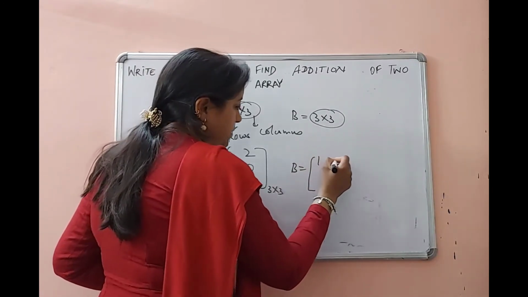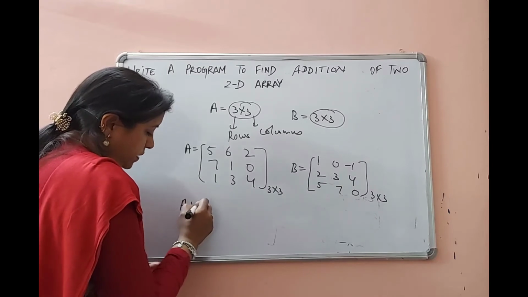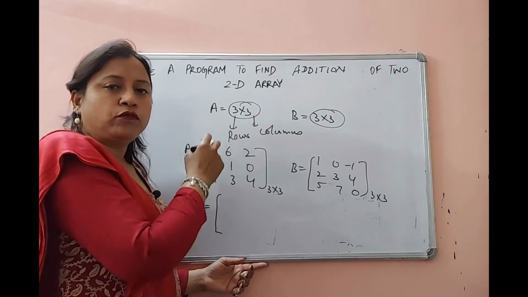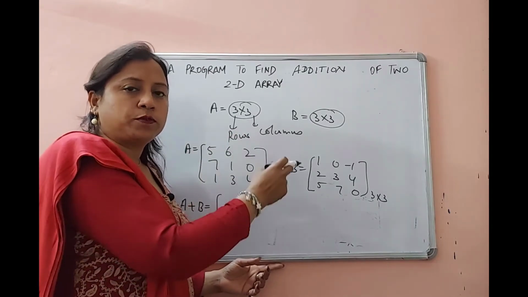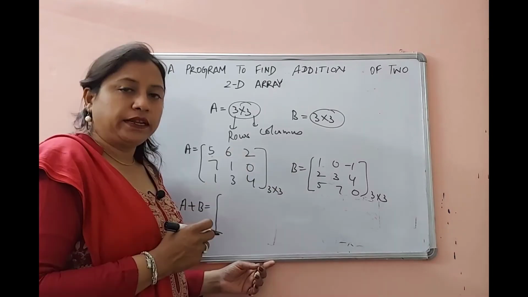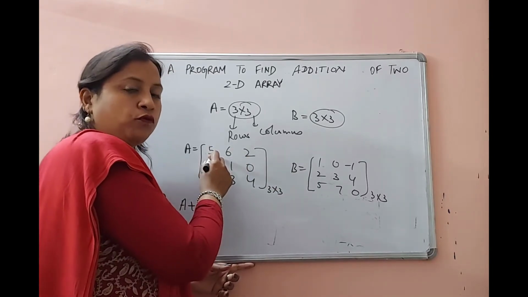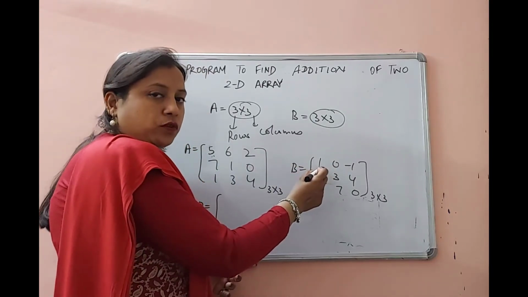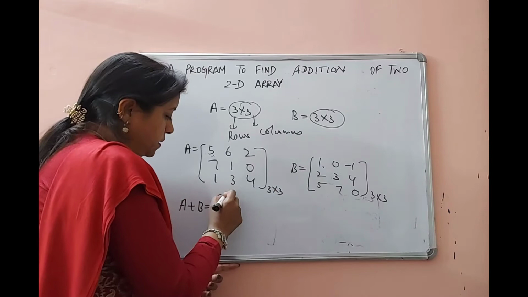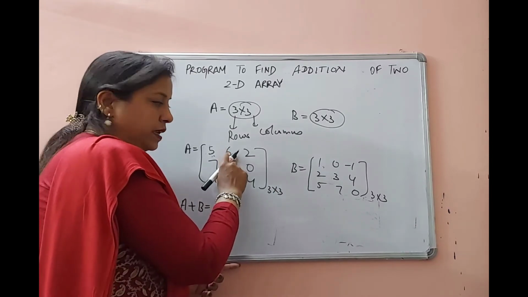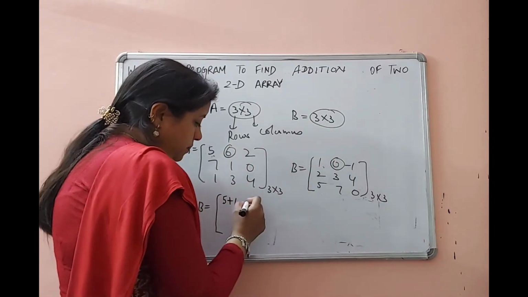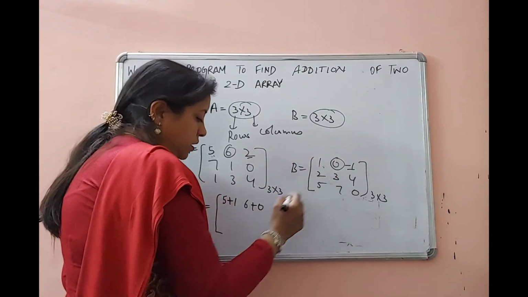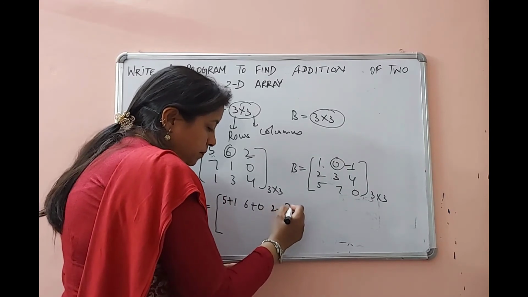Elements of the second matrix are shown. Now, for the addition of these matrices, each element of matrix A will be added with the corresponding element of matrix B. That is, the first element of the first row of matrix A will be added with the first element of the first row of matrix B, meaning 5 plus 1. The second element will be added with the second element, 6 plus 0. Similarly, the third element will be added with the third element, 2 minus 1, 1.